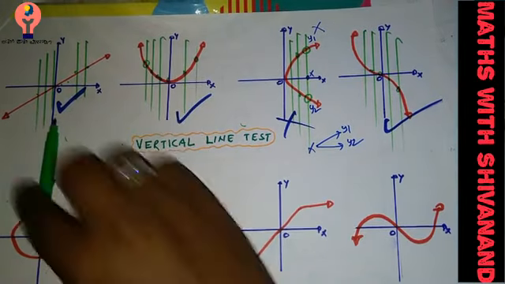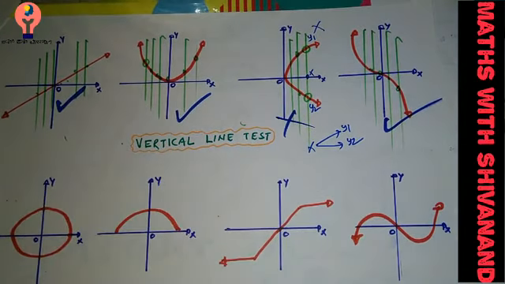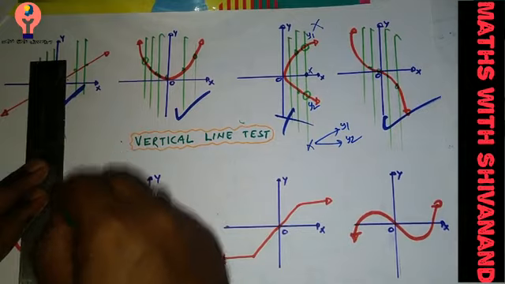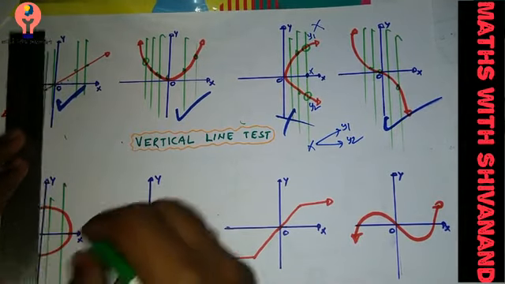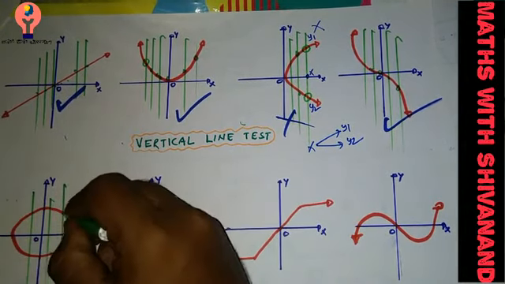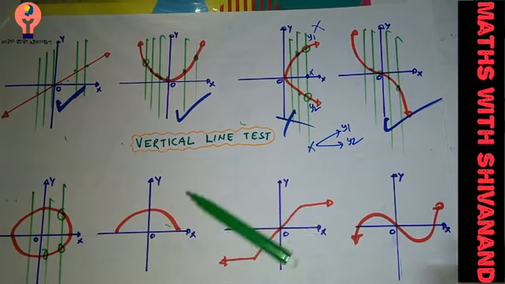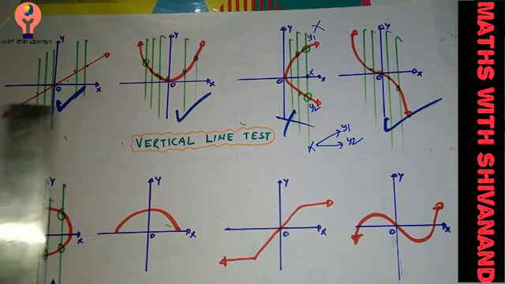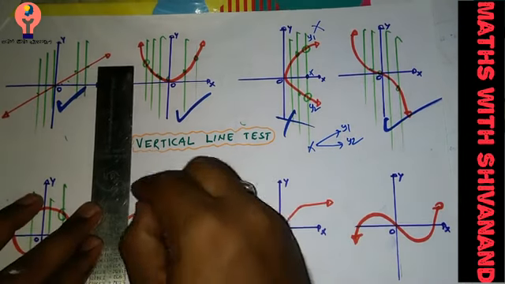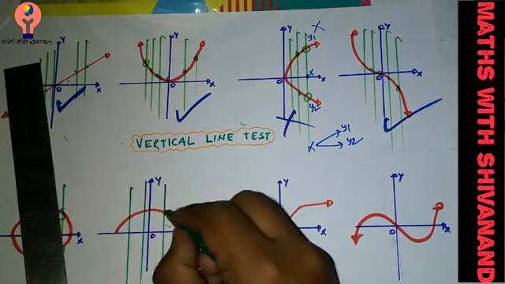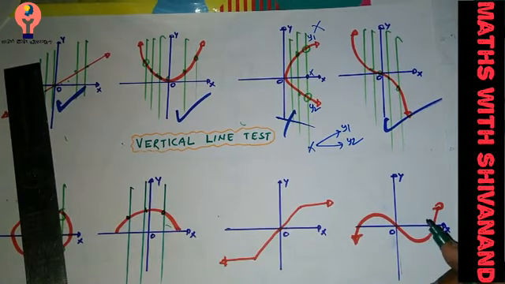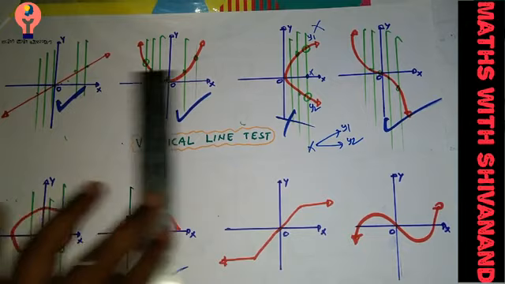Now look at a circle. If I draw a vertical line here, it cuts at more than 1 point, at 2 points. Because of that, this is not a function. Now I am taking a semicircle. If I draw the vertical line here, it cuts at only 1 point. Because of that, this is definitely a function.